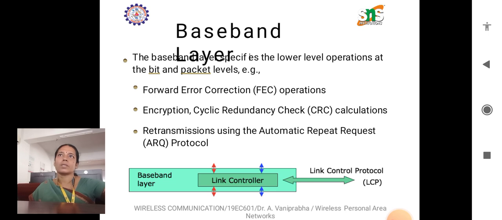Baseband layer. The baseband layer is the lowest layer in the Bluetooth protocol stack and is responsible for the physical and medium access control aspects of communication. It handles tasks such as packet formatting, error detection and correction, frequency hopping, and timing synchronization between devices. The baseband layer also defines two types of links: SCO, synchronous connection oriented links, and ACL, asynchronous connectionless links.